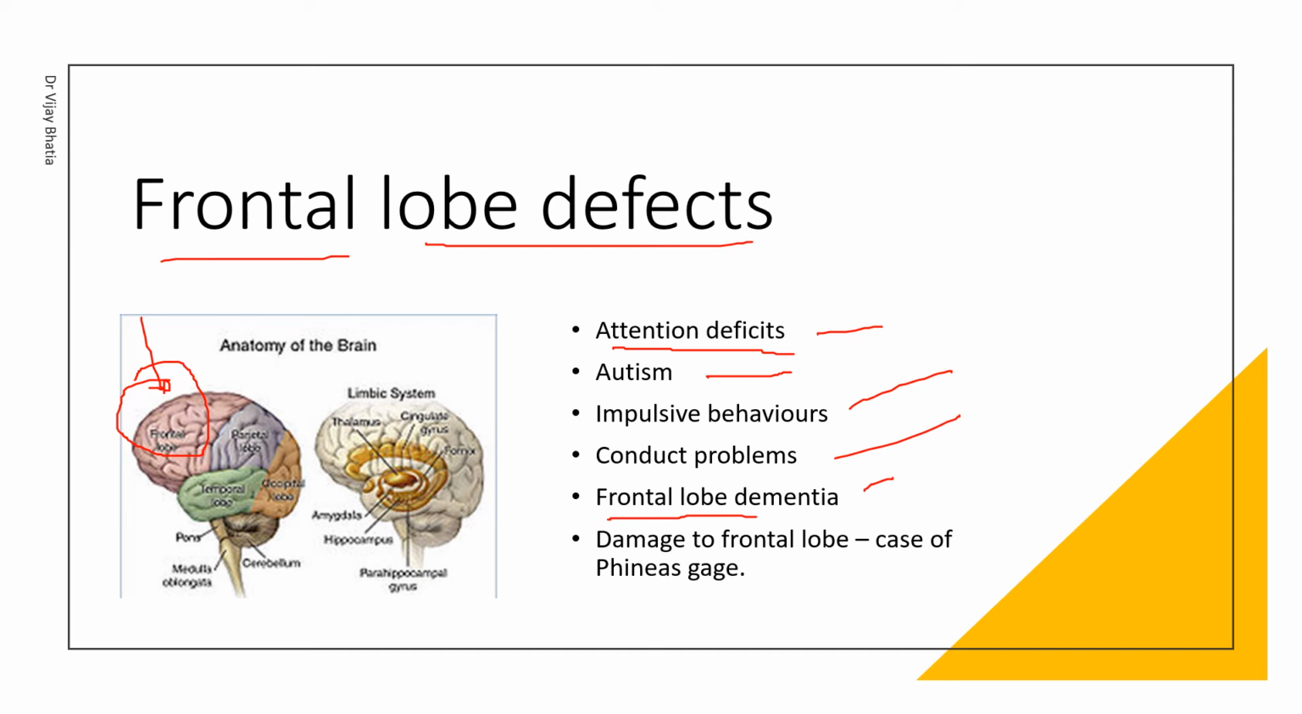Either there is imbalance, or damage to the frontal lobe by accidents. There is a very good case of Phineas Gage, who suffered brain injury while he was working on the railway line, a clear brain injury to the frontal lobe, and later developed a personality which was very aggressive and completely different from what he originally was.